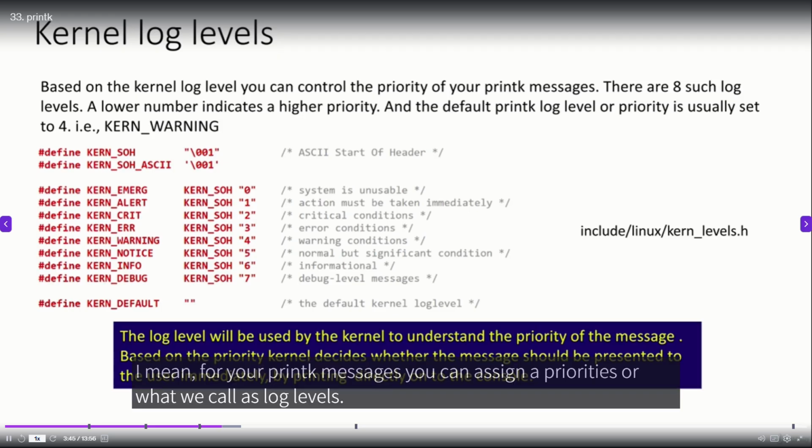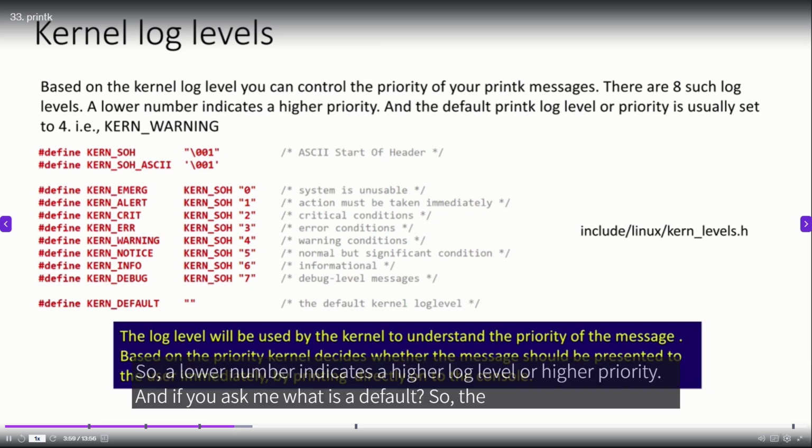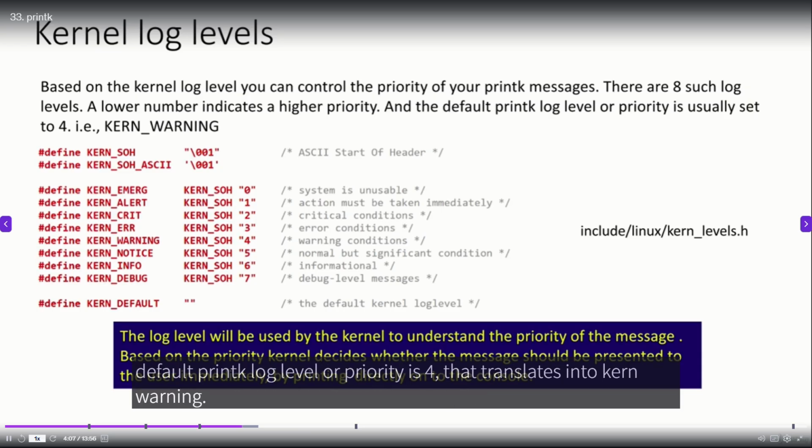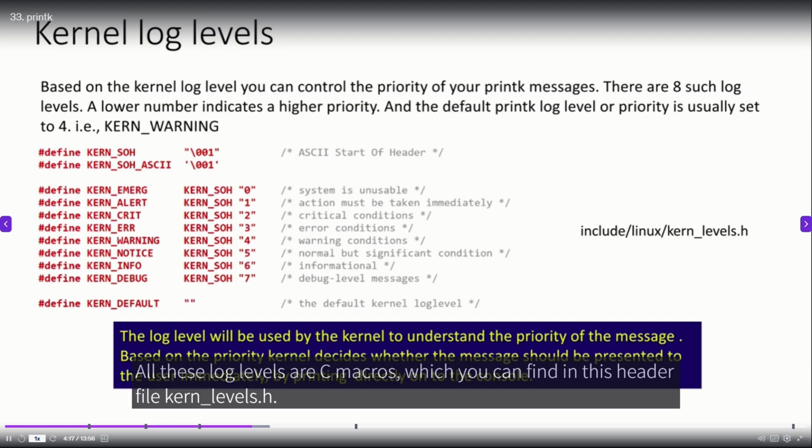I mean, for your printk messages, you can assign priorities, or what we call log levels. There are 8 such log levels. A lower number indicates a higher log level or higher priority. If you ask me what the default is, the default printk log level or priority is 4. That translates into KERN_WARNING. All these log levels are C macros, which you can find in the header file kern_levels.h.